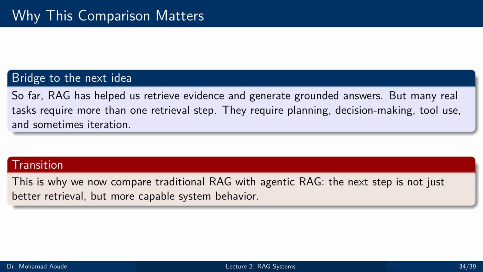So this comparison matters because it shows the boundary between traditional RAG and more capable systems. Traditional RAG is excellent when the answer can be found and synthesized directly from retrieved documents. But when the task requires multiple steps, tool interaction, or adaptive reasoning, we need a more agent-like architecture. That is why the next step is not simply better retrieval. It is more capable system behavior. This is the conceptual bridge from RAG to agentic RAG.